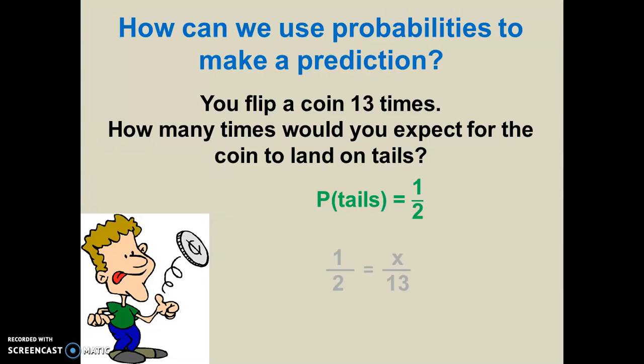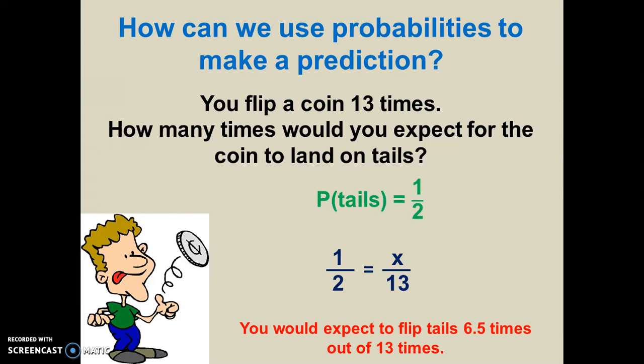Hopefully you set up a proportion: 1 out of 2 has to equal x out of 13, and so we would expect to flip tails about 6.5 times out of 13 trials. Even though when you actually flip a coin 13 times you can't get 6.5 tails, that's what we expect. And it's okay for it to be a decimal, something that isn't an actual number we could get in real life.